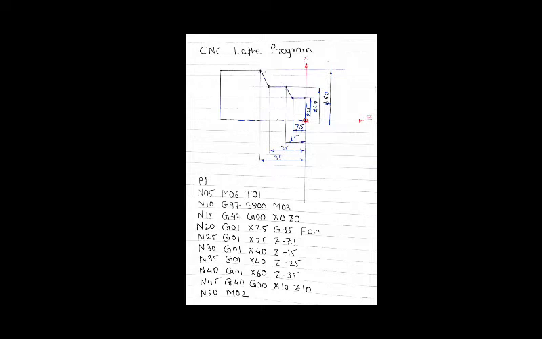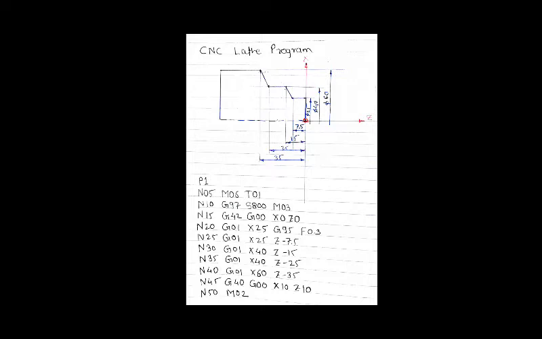So let us see block by block. First, P1 is nothing but a program identification number. After that we have started the sequence from N05. N05, M06, T01. As we know, M06 is for a tool change. Here we are going to change the previous tool with our current tool. That's why we have used M06, T01.